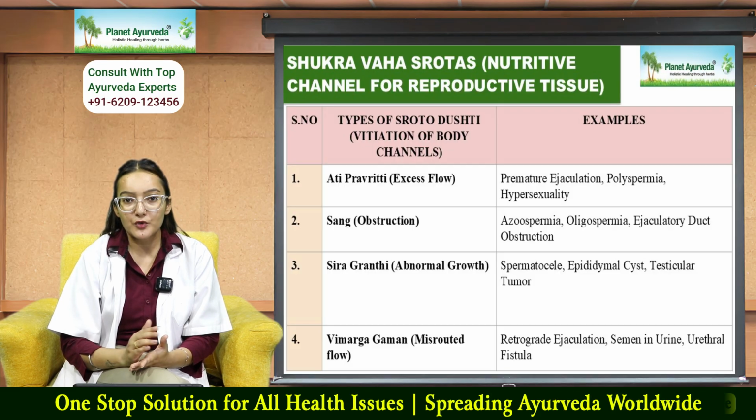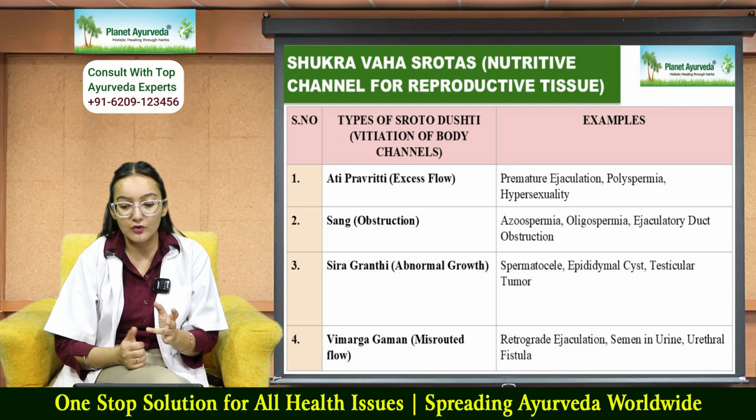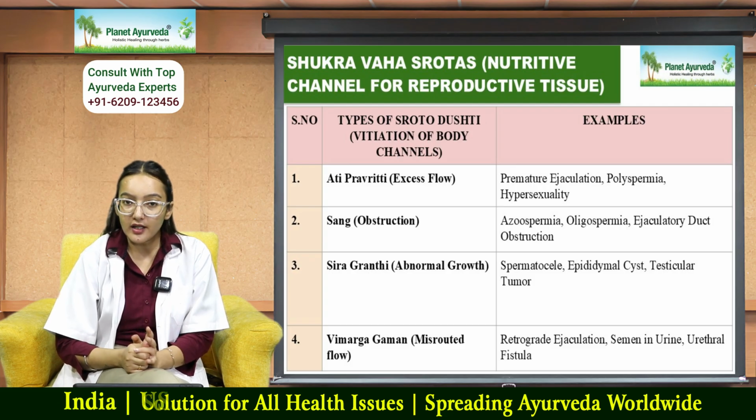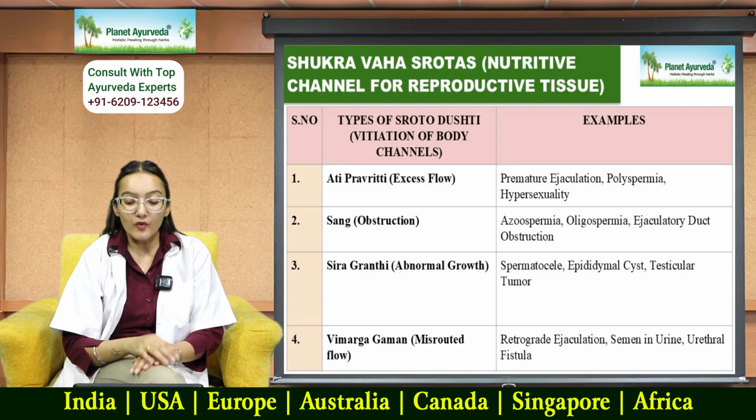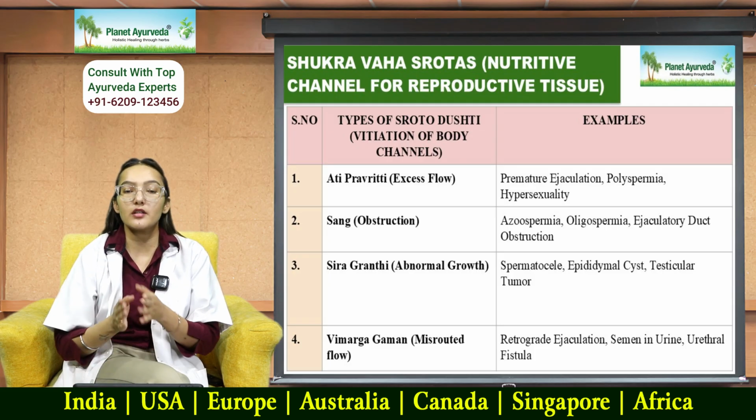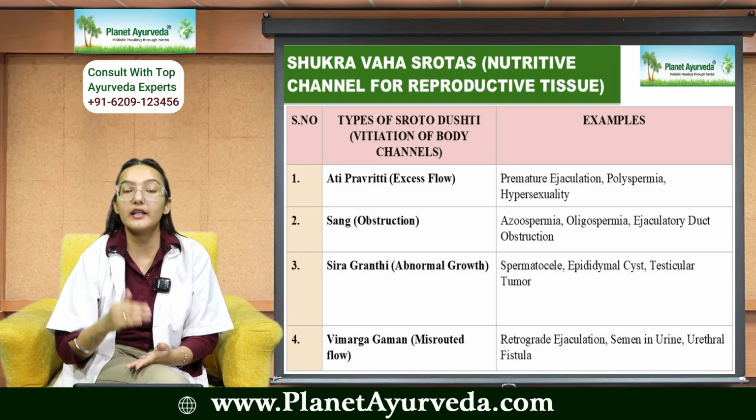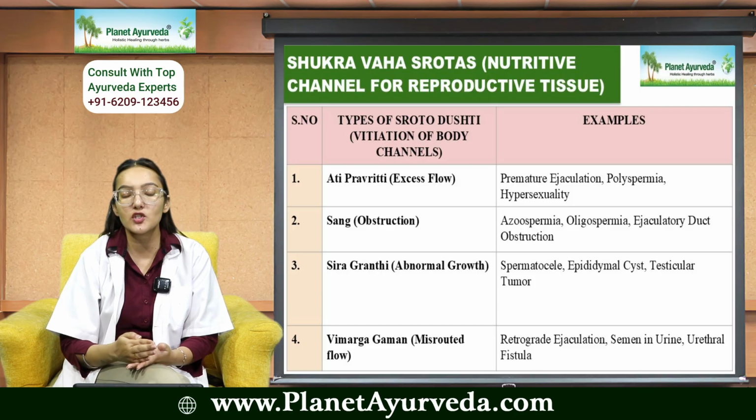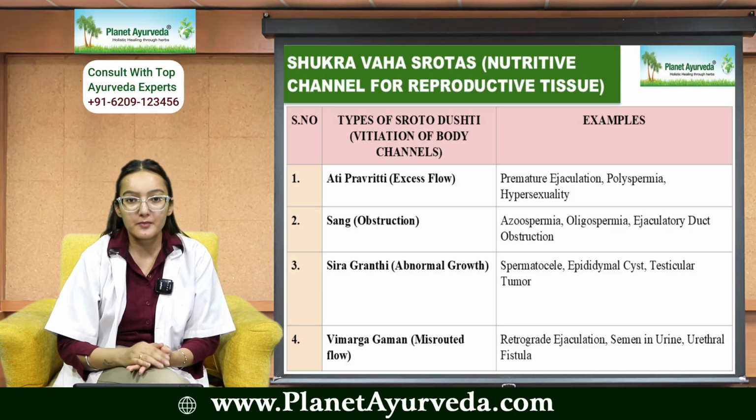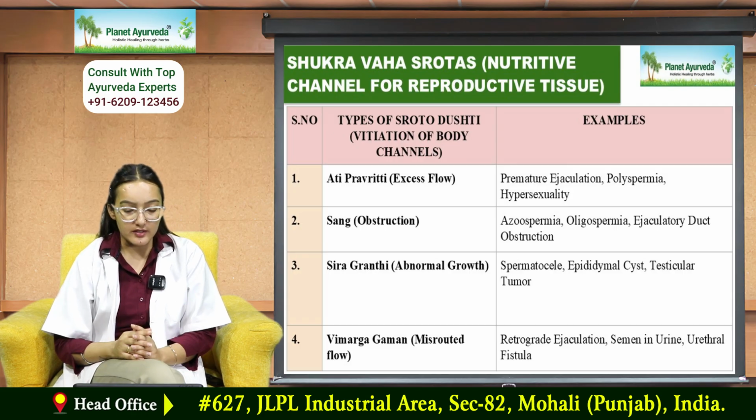Sanga, when there is obstruction in these channels, azoospermia will happen, oligospermia will happen, ejaculatory duct obstruction will happen. Now what is azoospermia and oligospermia? Azoospermia is basically a condition in which there is no sperm in the semen, and oligospermia is a condition in which there is a low number of sperms in the semen. So this may develop when there is obstruction in these channels.